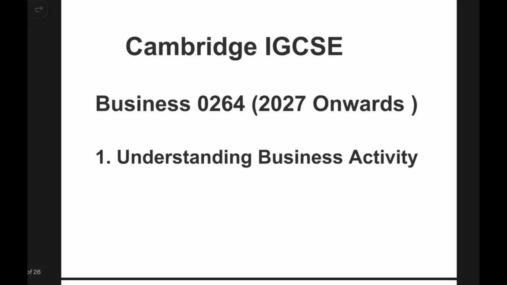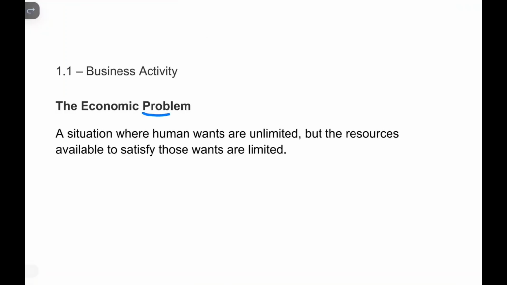The first topic is Understanding Business Activity. Economic problem: a situation where human wants are unlimited but the resources available to satisfy those wants are limited. We all know that the wants of human beings are unlimited but the resources available are very limited, so we have to make a choice.